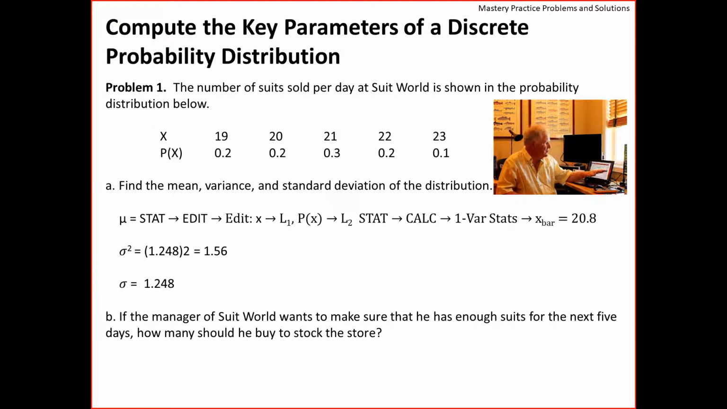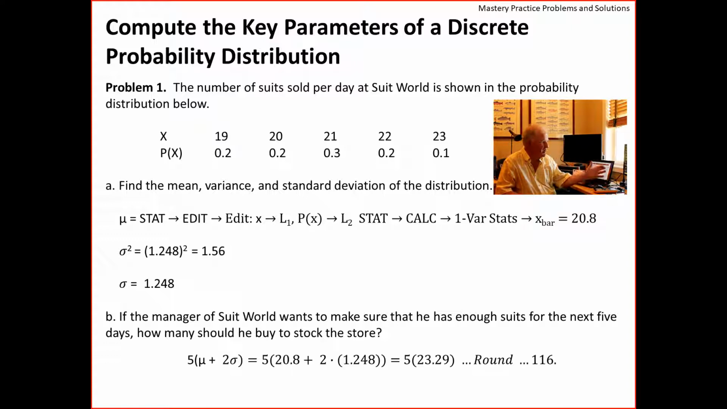So the proper answer here is, first of all, 5 times mu plus 2 sigma. The 5 being for 5 days rather than 1. The mu plus 2 sigma really is the separation between what we expect to be usual and what we expect to be unusual. It would be a 5%, perhaps a 2.5% chance if, having bought, that would turn out to be 116 suits, as you can see right here with this calculation. That would be very unusual, for you to have a week in which you sold more than 116.